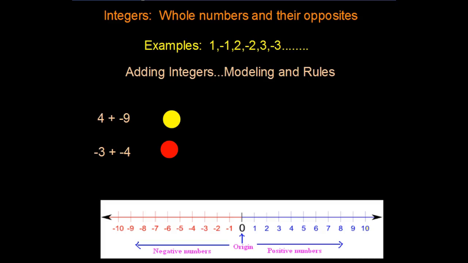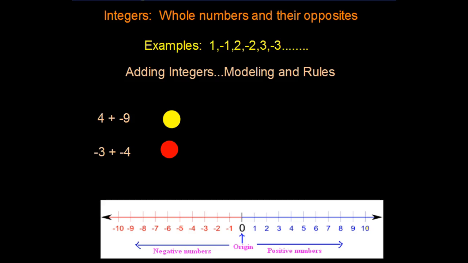Okay, we're going to be doing operations with integers. The first point I wanted to make is, well, what is an integer? Integers are just whole numbers and their opposites. So we have 1 and -1, and 2 and -2, 3, -3, so on and so on forever. No fractions, no decimals, just whole numbers and their opposites. I think maybe 0 is actually counted as one of the integers too.